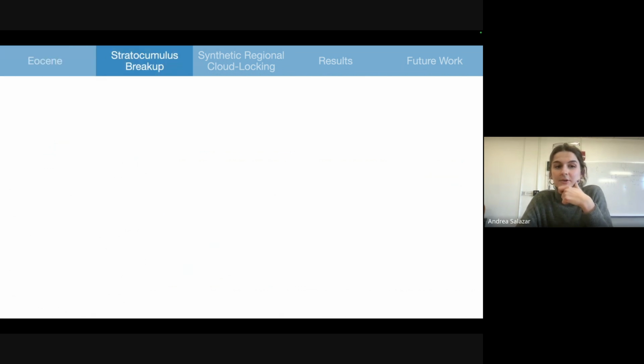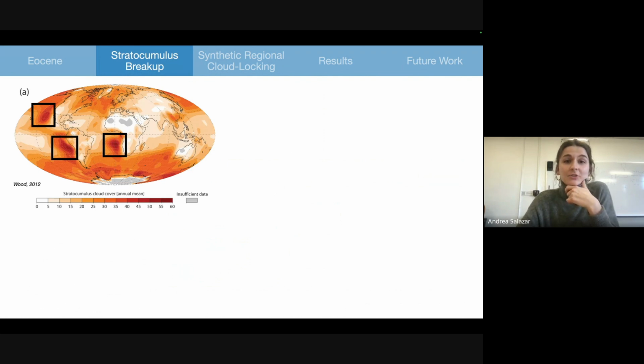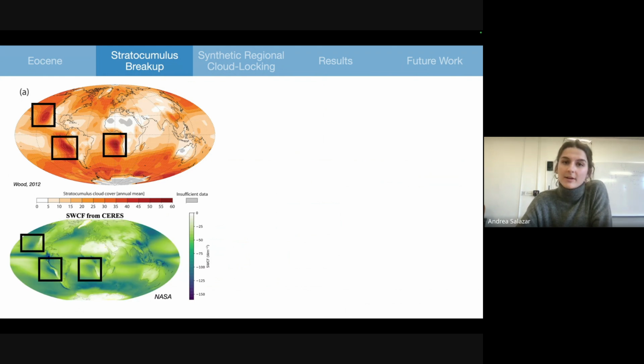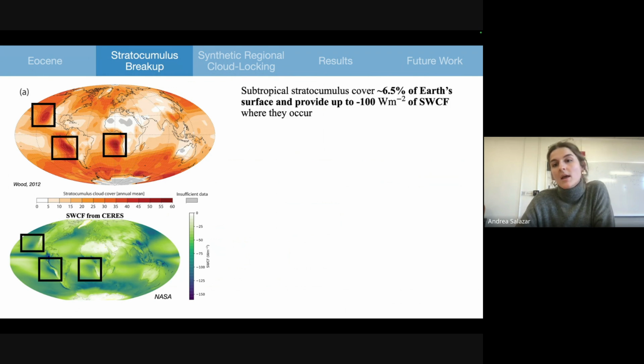So for this talk, I'm going to focus specifically on stratocumulus clouds. These are low latitude, low altitude clouds that cover about 6.5% of Earth's surface. And because of their low altitude, they have a really strong albedo effect. They can have shortwave cloud forcing of up to 100 watts per meter squared in these regions where they occur.